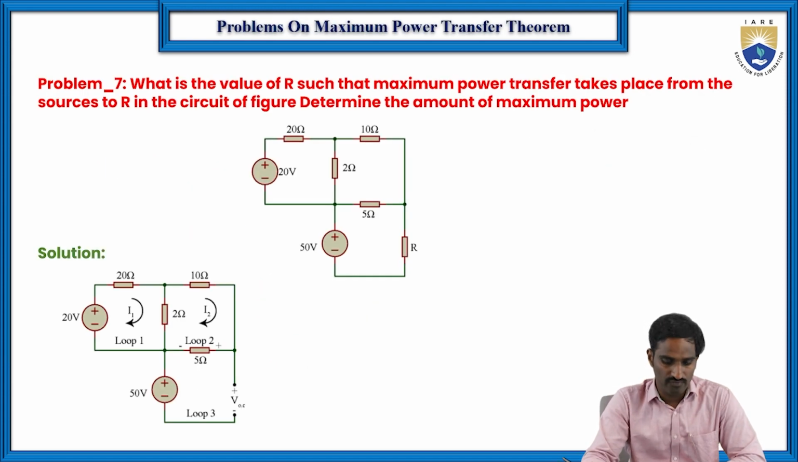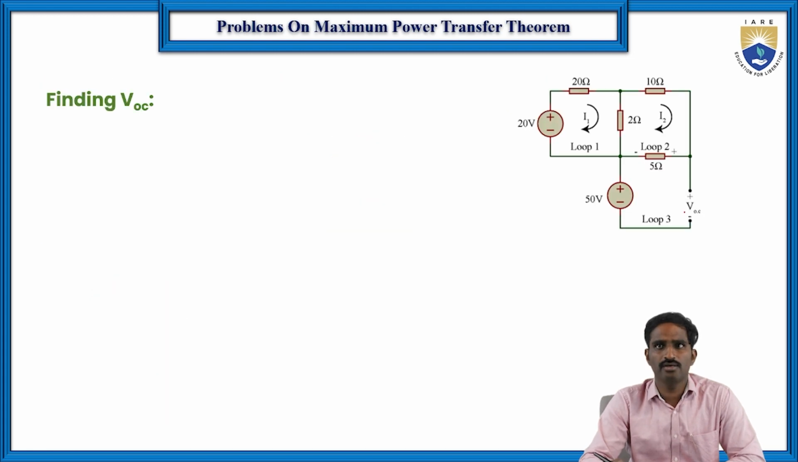Now we are going to take another problem. In this case we have 3 loops. Before, we only discussed problems with 2 loops. Of course some have 3 loops also, but the case is different. So here first we need to find the open circuit voltage. Here it is very simple again.